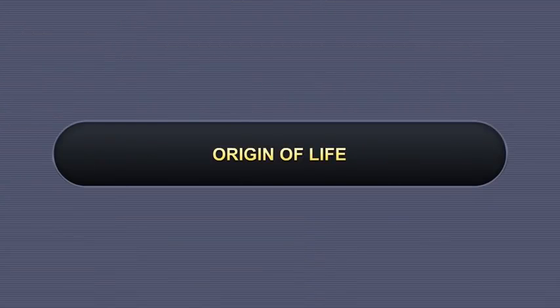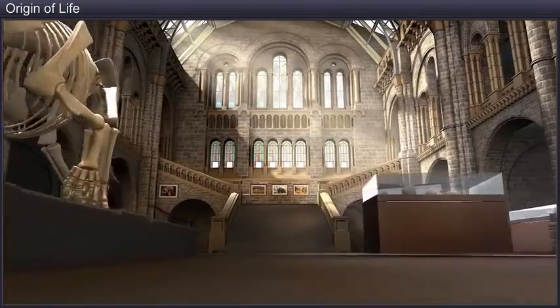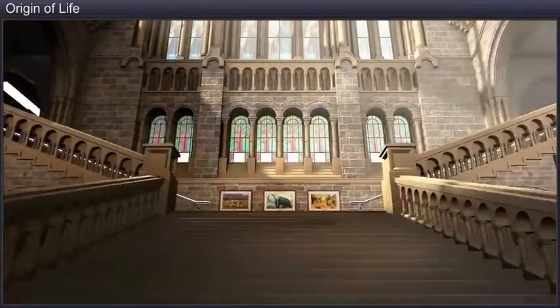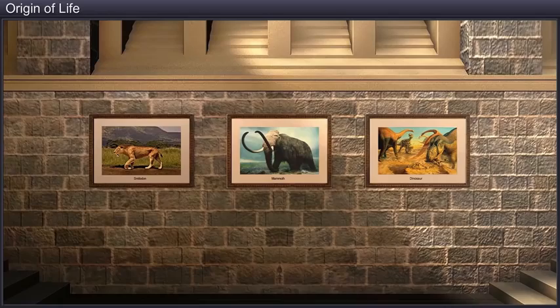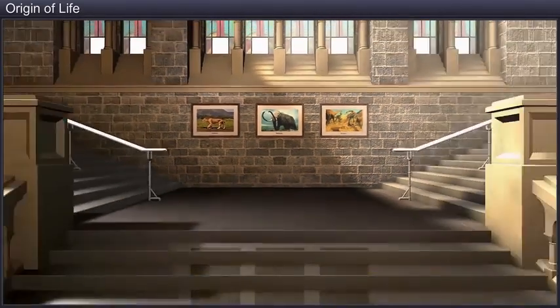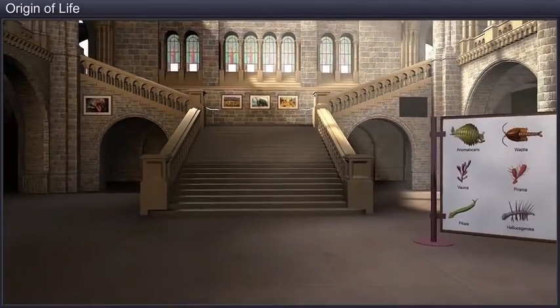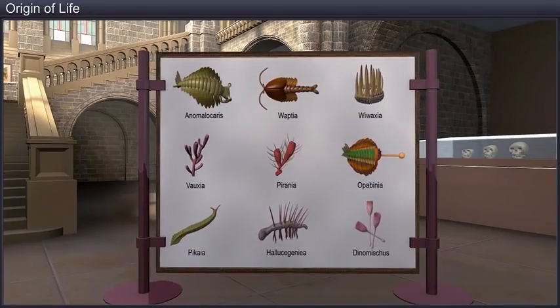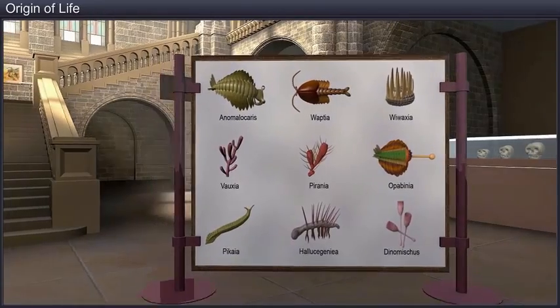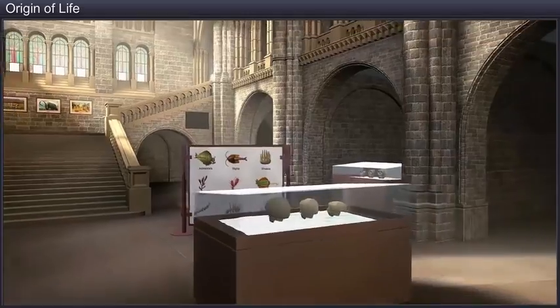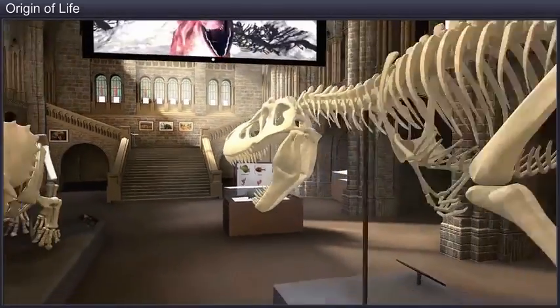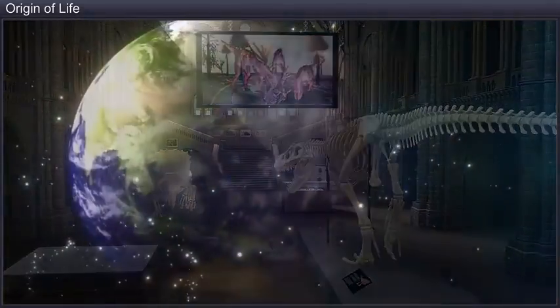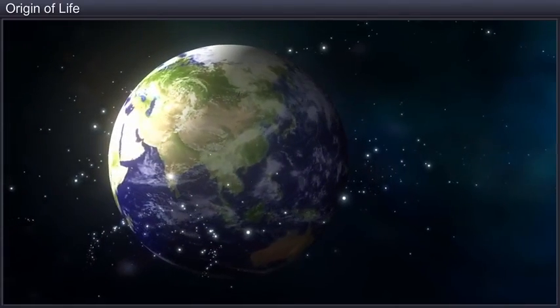In this module, you will learn about the origin of life. Looking at the pictures of these extinct prehistoric animals, it is difficult to believe that they had once walked on our planet. In fact, the Earth and its numerous life forms were originally different. To understand the changes in life forms on Earth over millions of years, we need to know how life originated.